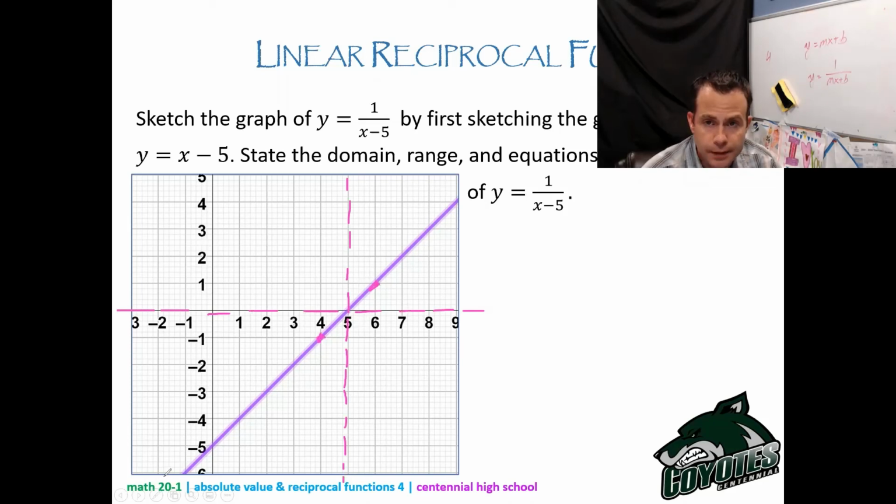This function is increasing, and so mine needs to decrease. So mine's going to look something like that. And then over on this section, the original function was increasing, so I'm going to be decreasing. And so I'll look something like that.